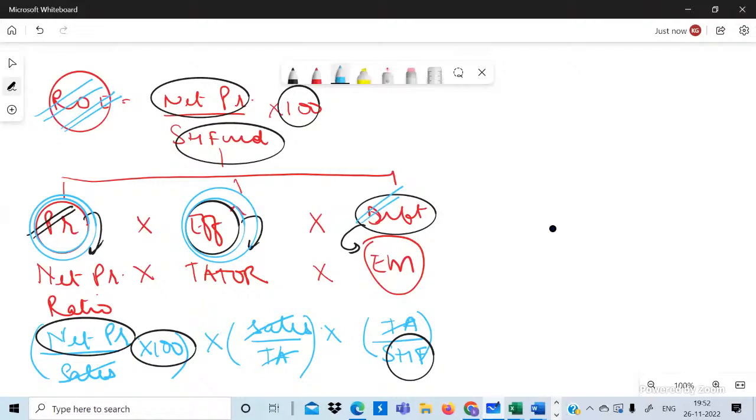Total asset will include all types of assets, everything. Total asset means all assets, tangible, intangible, current, everything. Yeah, this will be shown in percentage because you're multiplying it with 100. So finally, your return on equity, using the DuPont, will also come in percentage. So it will come as, let's say, 30%, 20%, 10%, whatever it is.